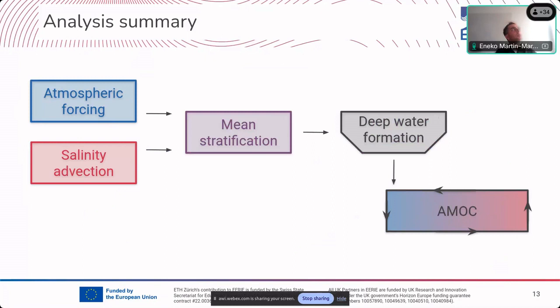So we wanted somehow to study how all this process is connected and how the variability here ends up on the Atlantic meridional overturning circulation.